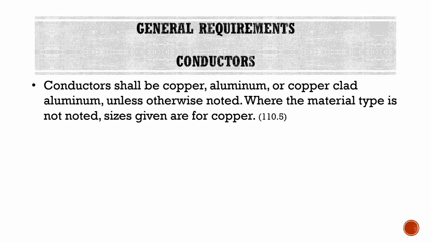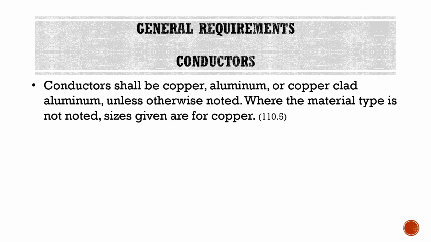So this first half of 110.5 tells us that if we're going to use a conductor, it has to be copper, aluminum, or copper-clad, unless the NEC specifically tells us we can use a different type of conductor. The second half is really more intended for when reading the NEC than it is a real-world application. However, there are some instances where this applies. It tells us where the material type is not noted, the sizes given are for copper.